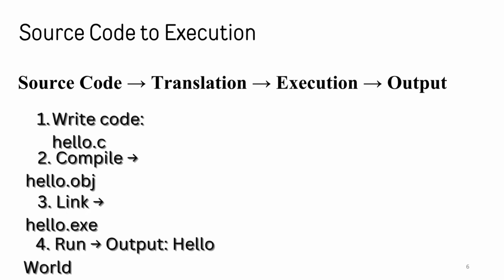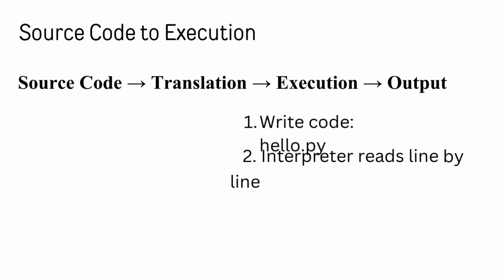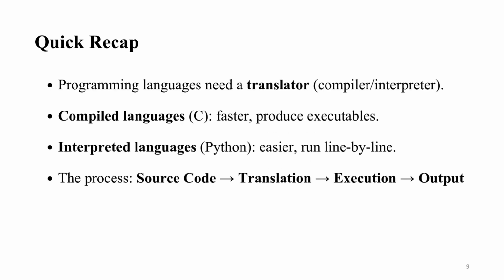Whether it's compiled or interpreted, every program follows the same principle: write, translate, execute and get the output. Let's summarize what we've learned today. Computers only understand zeros and ones. Programming languages act as translators between humans and machines. A compiler translates the full program, an interpreter does it line by line. C uses a compiler, Python uses an interpreter.